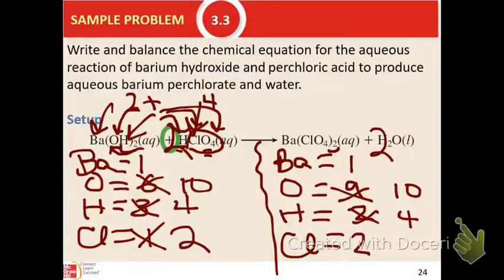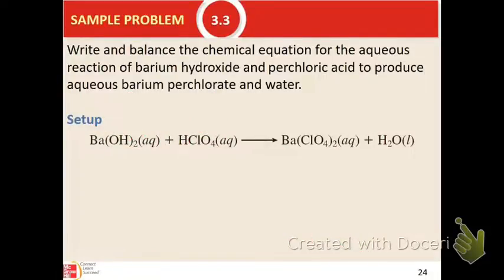That's all I had to do, was put a 2 in front of my water and a 2 in front of that. I don't know if you can see that because it's kind of messy, but that's exactly what I did. Okay? And on another PowerPoint, I'm going to do combustion reactions separately for you because they are different.